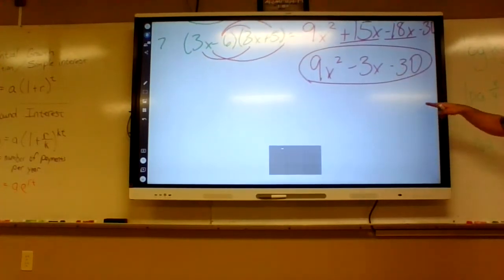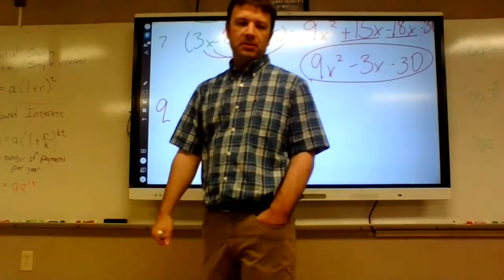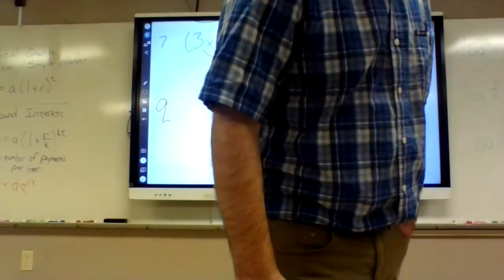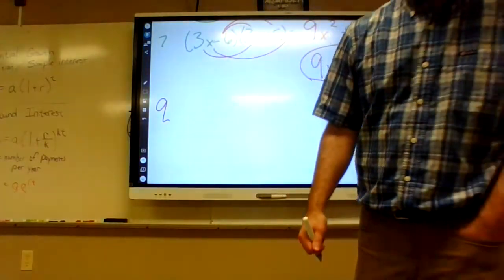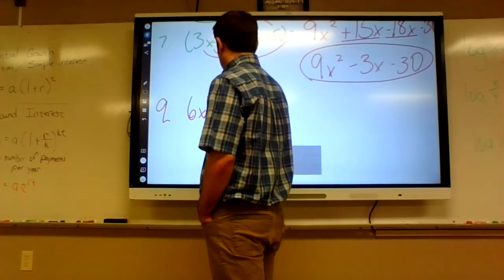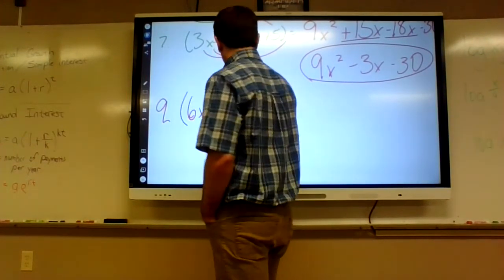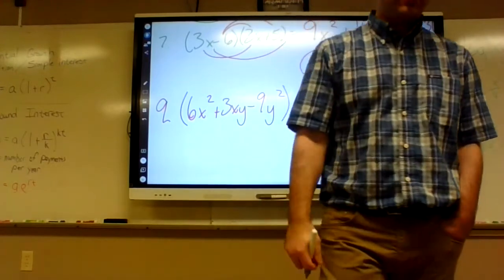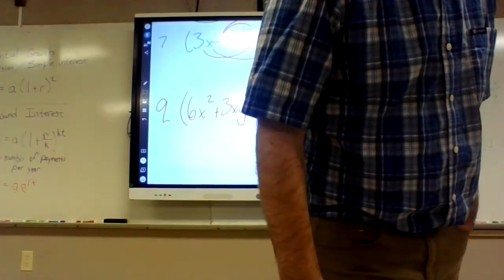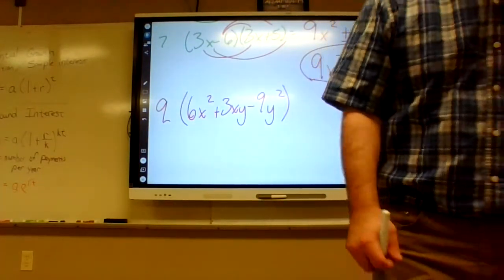All right. Number 9. Is 9 the hard one? Yeah, it is. 6x squared plus 3x minus 9y squared. Your 9 has a tail. Yep, that's how it's supposed to be. That's like a cube. Did I copy that right? 2x plus y.